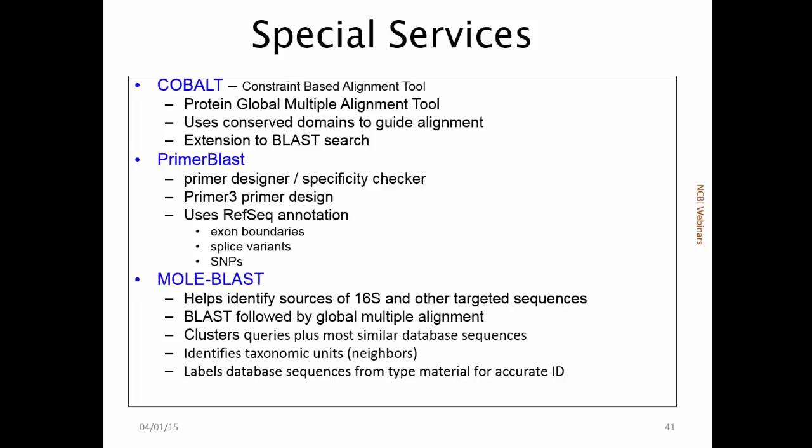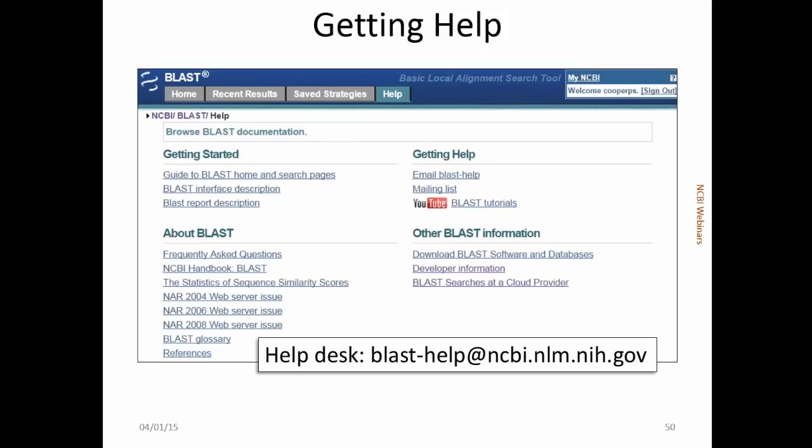What it does is it does a BLAST search and clusters these things with the most similar database sequences, and then draws a tree for you so you can quickly get some idea about what kind of taxonomy or taxonomic units were present in your sample. It also has a feature of being able to tie these things back to sequences from type material so you can get accurate identification.